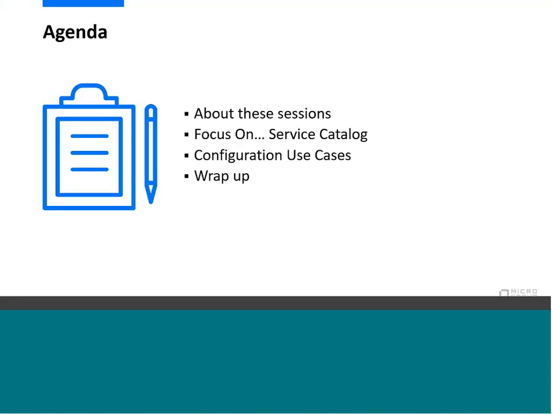So, the agenda for today: we're going to do a quick overview again, as we always do, about what these sessions are about. We're going to focus on the Service Catalog, so I've got a lesson to get through. Those that know me really well know that I talk way too much, so we'll go through that as best we can. Then I've set up some configuration use cases, of increasing complexity, for us to go through. And then we'll do a little bit of a wrap up at the end, talk about next steps, and gather a little bit of feedback.